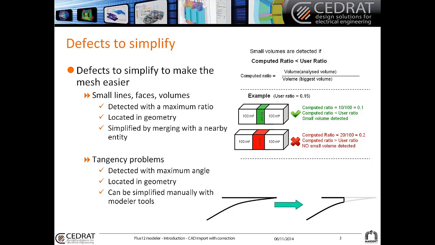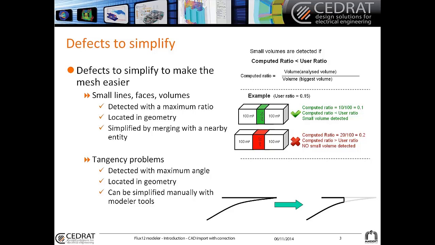Now about the defects to simplify. We have some defects which are not really geometrical defects, but which can make your mesh not work very well. For example, we have small entities: small lines, faces, and volumes. We are able to detect those small entities with a maximum ratio.